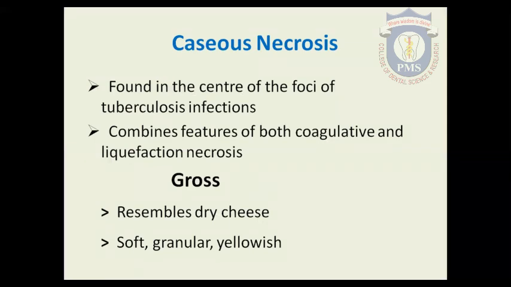Caseous necrosis is found in the center of the foci of tuberculous infections. Combines features of both coagulative and liquefaction necrosis. Gross appearance. Resembles dry cheese and hence the name caseous. Appears as soft, granular, yellowish area.